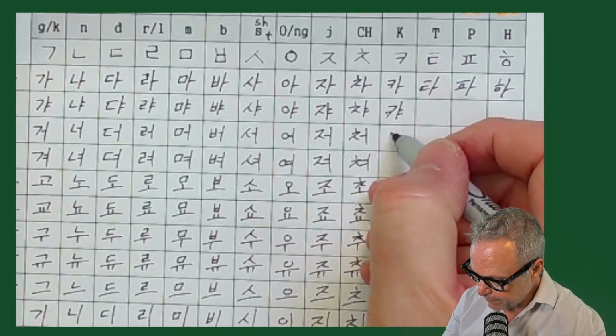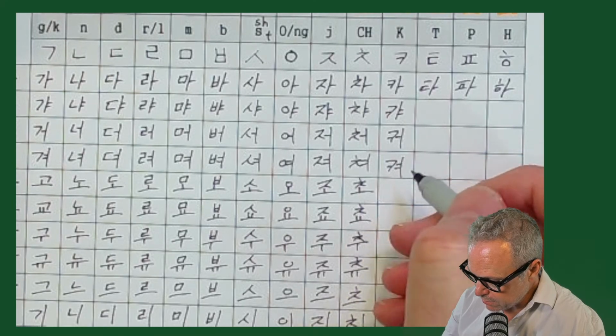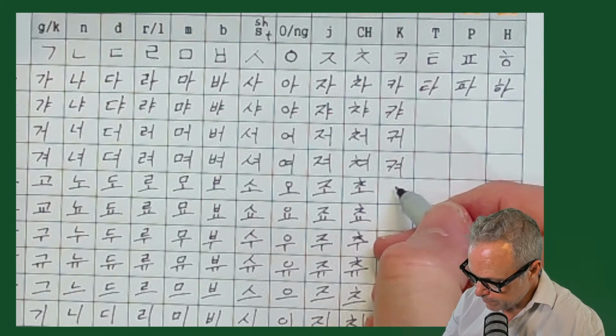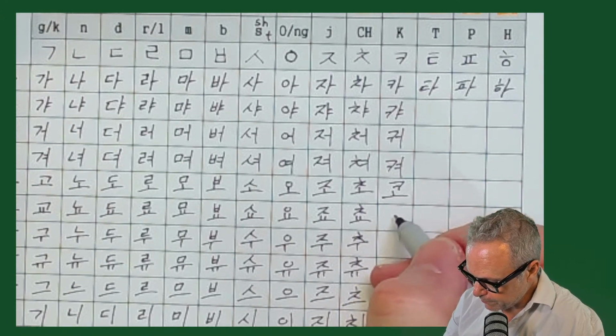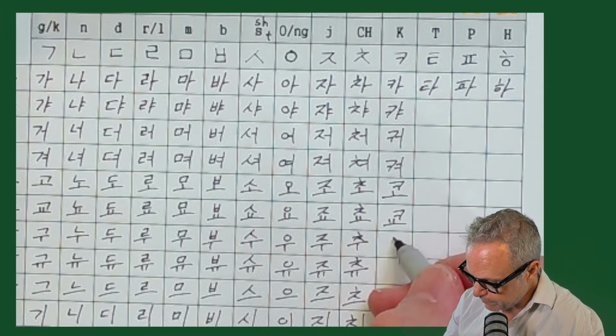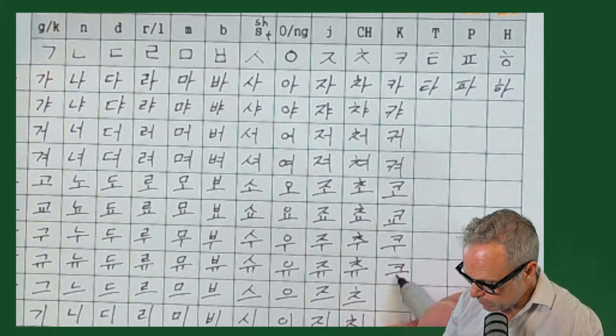Ka, kya, ko, kyo. Notice how it flattens. Ku, kyu, ki.